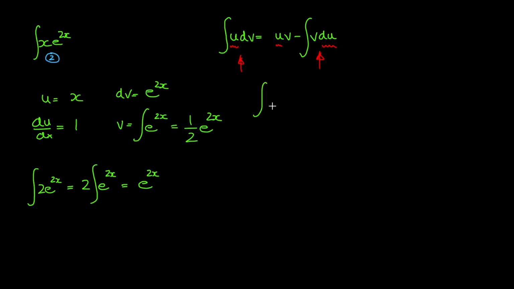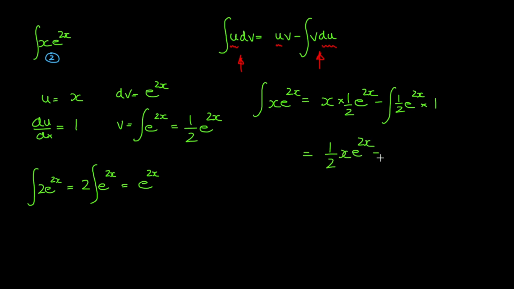So I can say that the integration of x e to the 2x is equal to u times v. Well, u is x, and v is a half e to the 2x, minus the integration of v, which again is a half e to the 2x, multiplied by 1. So tidying this up a bit, we've got a half x e to the 2x minus, well, I'm going to again put the half outside the integration sign, e to the 2x.